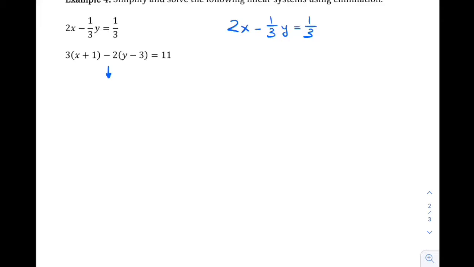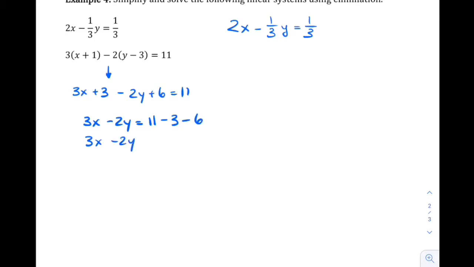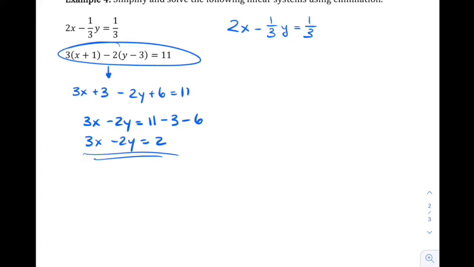So I'm going to have to distribute inside the first bracket. And then keep my x first, which is 3x. Keep my y second, which is negative 2y, and bring everything else over to the other side. Minus 3 and minus 6. 3x minus 2y is equal to 2. So this here was just a fancy way of writing our equation in standard form, like this one.